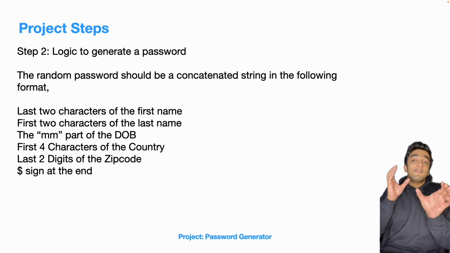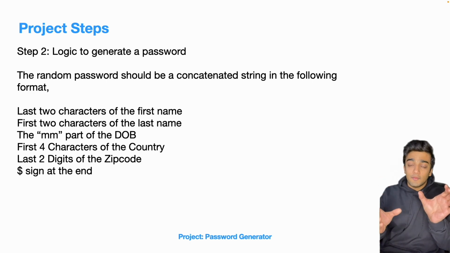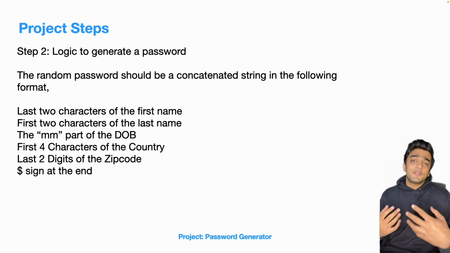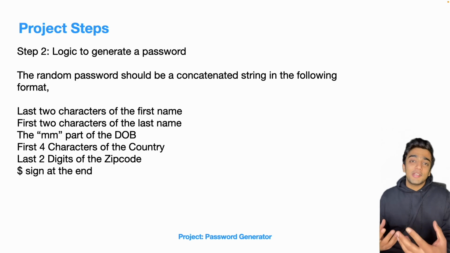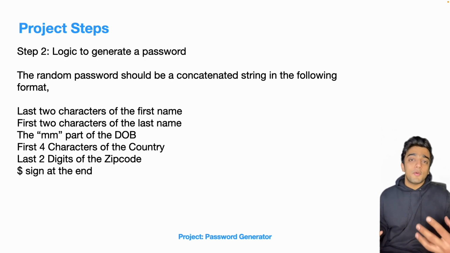Then you take the first 4 characters of the country of the user and join it to this whole big string. And finally, you just add a $ sign, or an underscore if you like, with the $ sign, just to make the password more secure, because usually symbols in a password, or special characters as we call them, make a password much more secure.